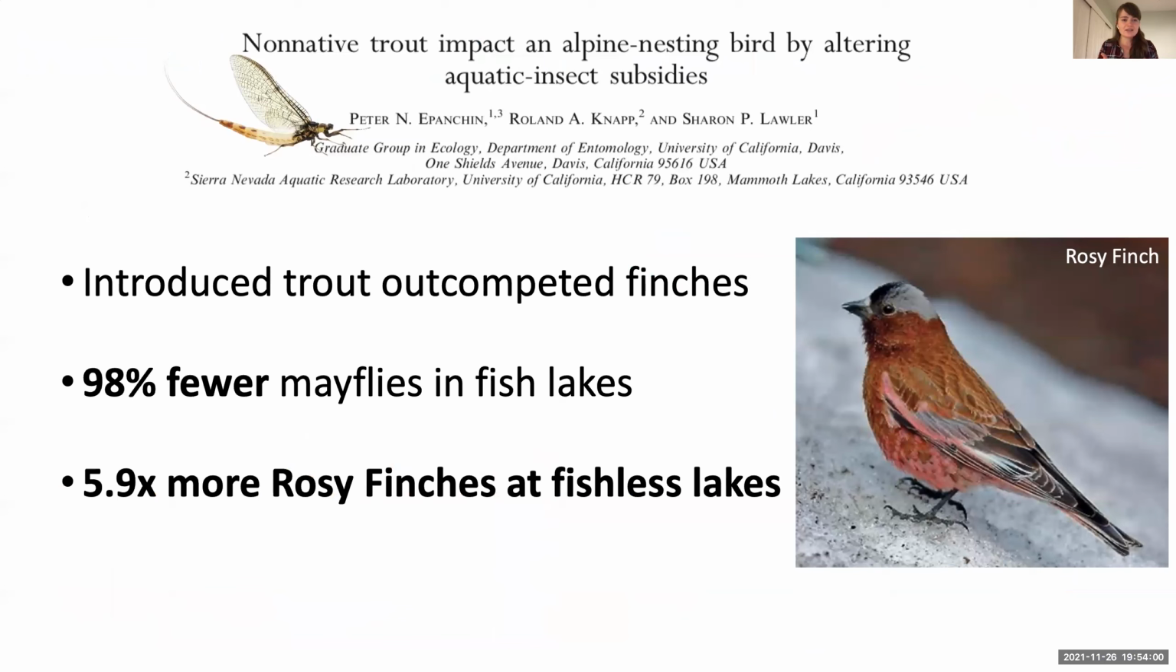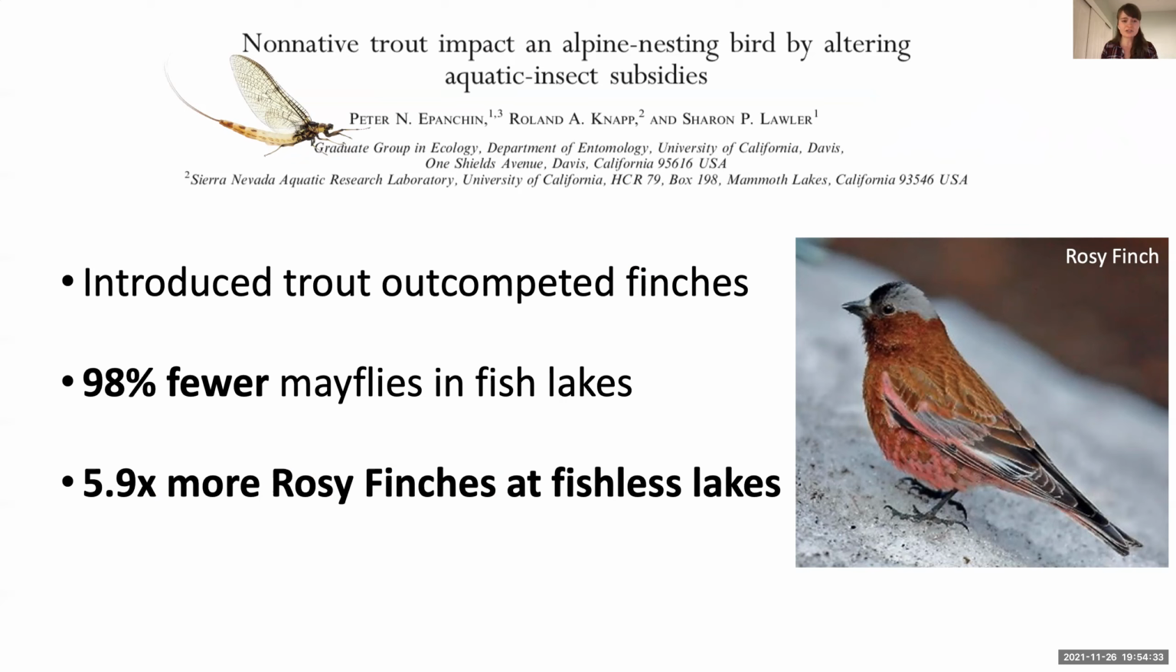So now, how do introduced fish impact birds more specifically? Well, a study by researchers here at Davis found that introduced trout outcompeted the rosy finch, an alpine nesting bird, because the fish ate so much of the juvenile aquatic mayflies in the lake. They found that there were 98% fewer mayflies emerging as terrestrial winged adults from that system. So the finches had no food, and the trout altered a major aquatic insect subsidy for them.